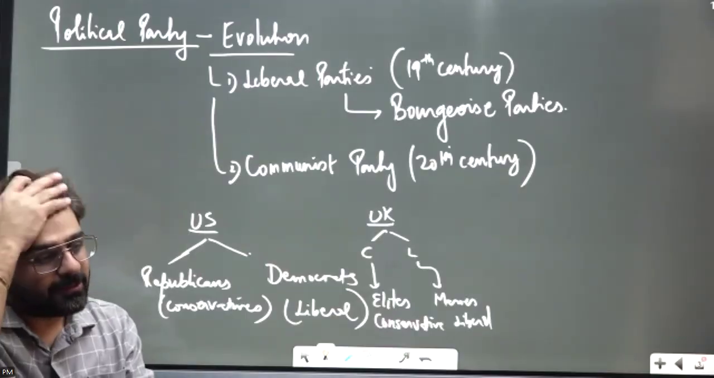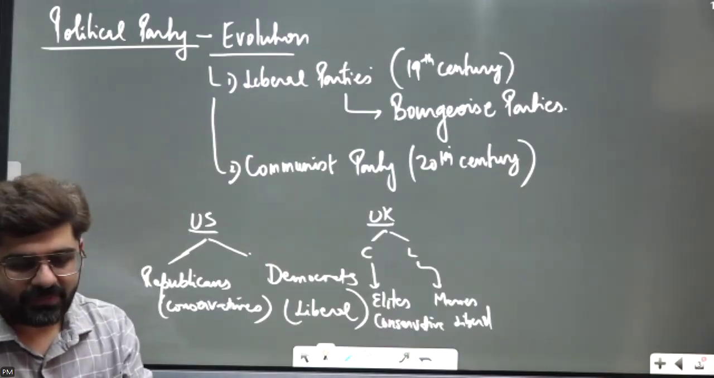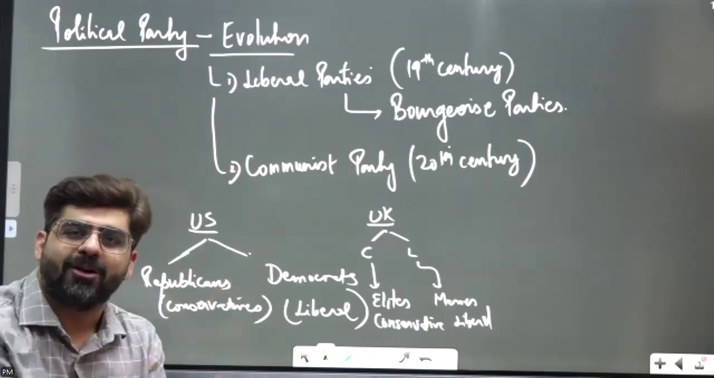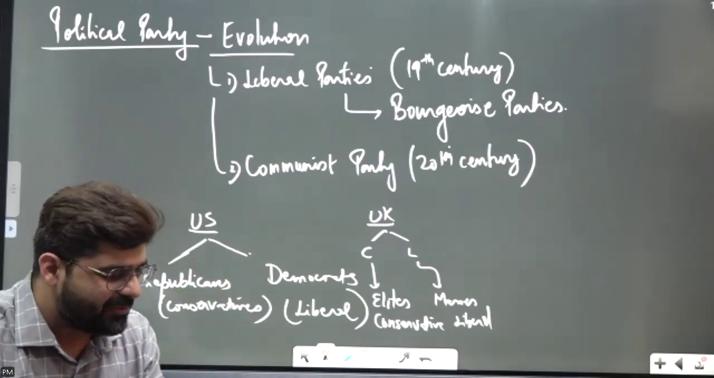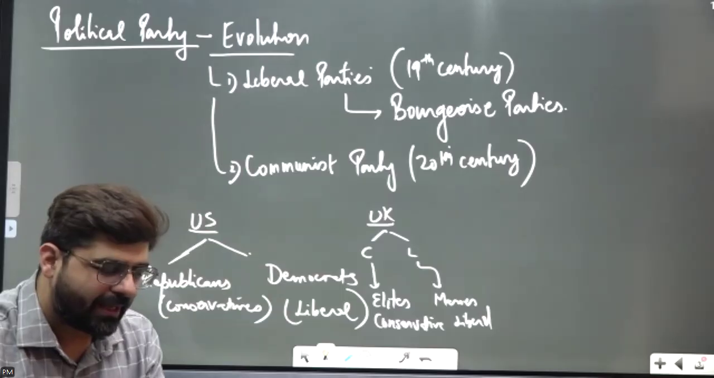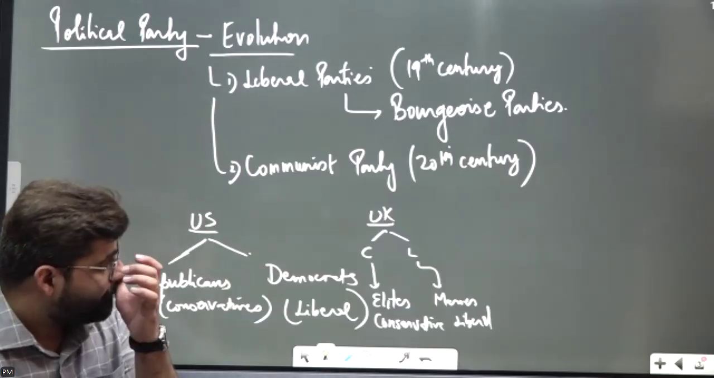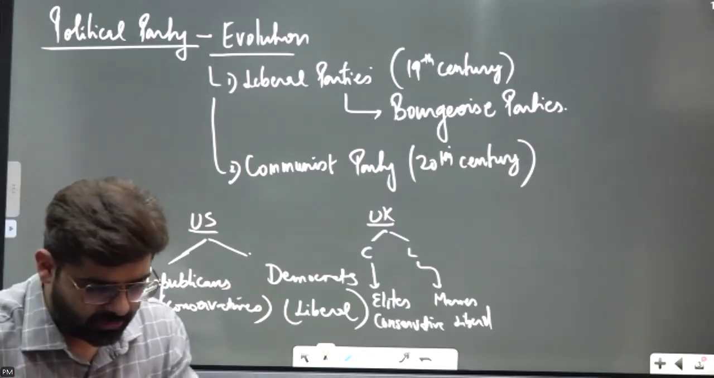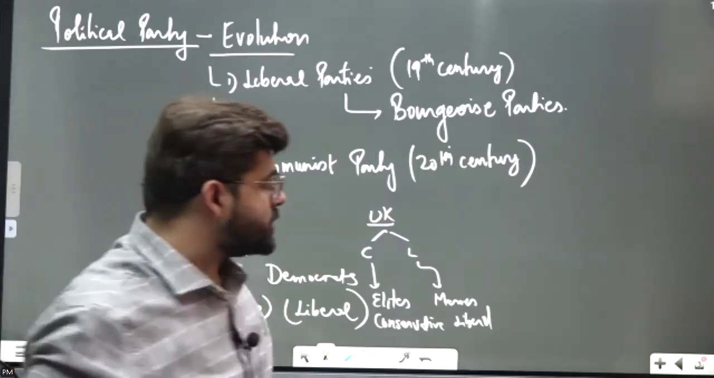There's a very, very famous theme that fascism used democracy to destroy democracy at the end of the day. So they used democracy, came to power, then came and finished it off. Anyway, so this is the brief evolution of political parties that we should know. Now comes the concept of party system.